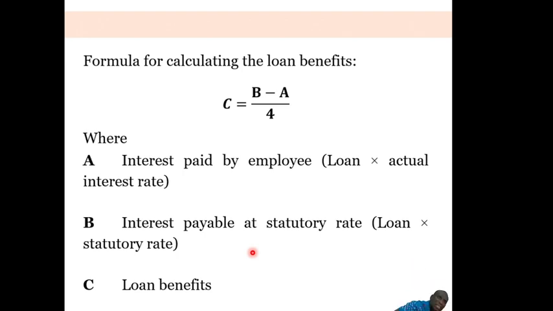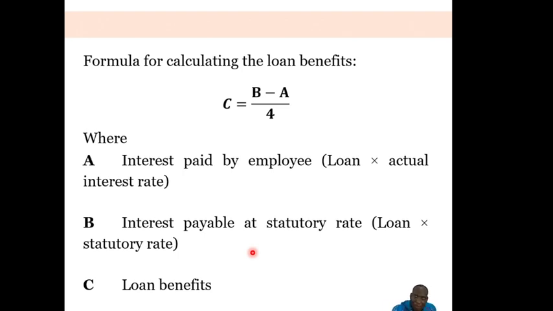But how do you calculate that C? They say it's B minus A divided by 4. What is B? B is the interest payable at the statutory rate. Instead of using the commercial rate, they use the statutory rate. And the statutory rate is the Bank of Ghana monetary policy rate, or sometimes they call it a prime rate, and it will be given to you in the exam room. A is the interest payable by the employee. And then when you get that, divide by 4.